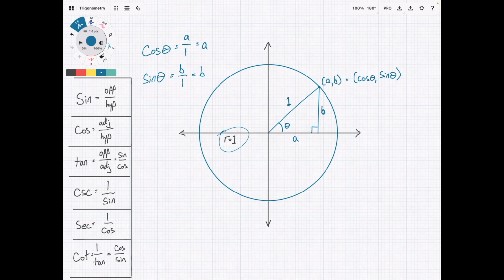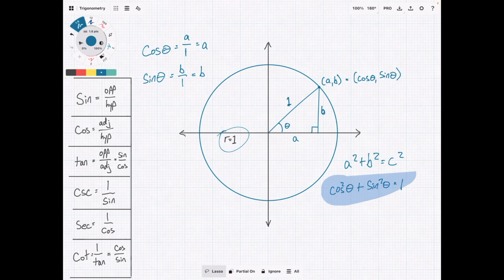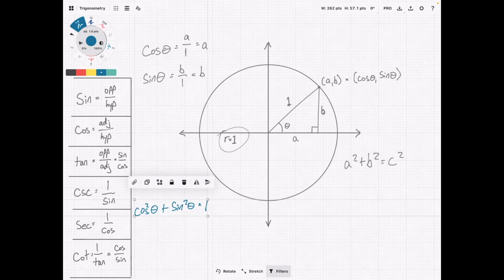So it's pretty interesting. Now if we plug these values into the Pythagorean theorem, a squared plus b squared equals c squared, we're going to derive the first Pythagorean identity. So we have cosine squared theta plus sine squared theta equals 1 squared, which is our radius. 1 squared is just 1, so we can get rid of that. And we have the first Pythagorean identity. Sweet. Let's copy this, bring it back over.